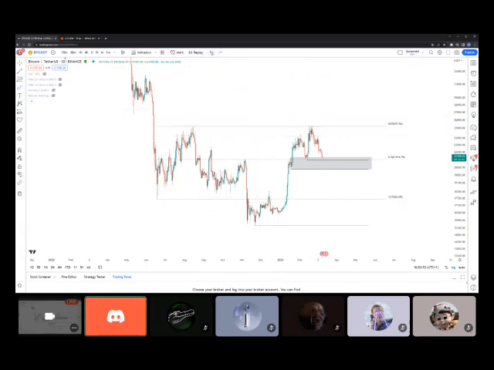So if we take a look at the liquidity on this picture here, what we currently are seeing is that we took the liquidity on the downside. So we took all the stop losses below this low. So that's what liquidity is. Liquidity is just stop losses of other market participants.